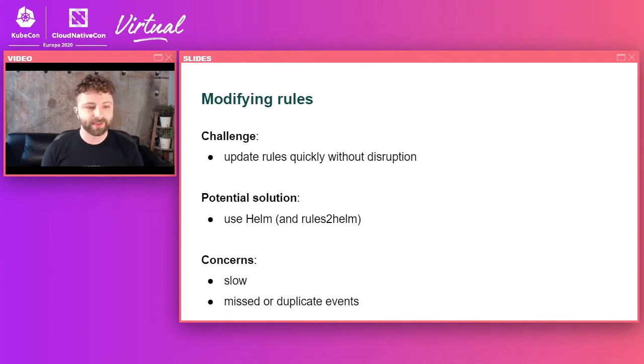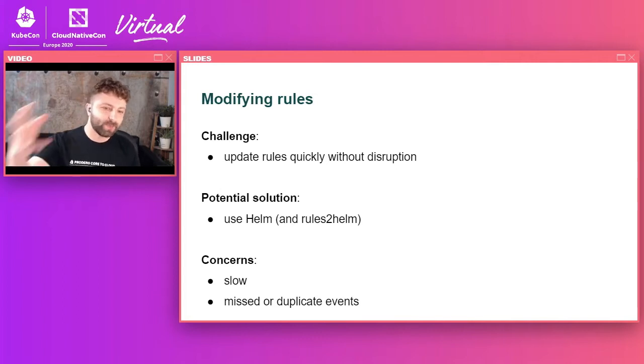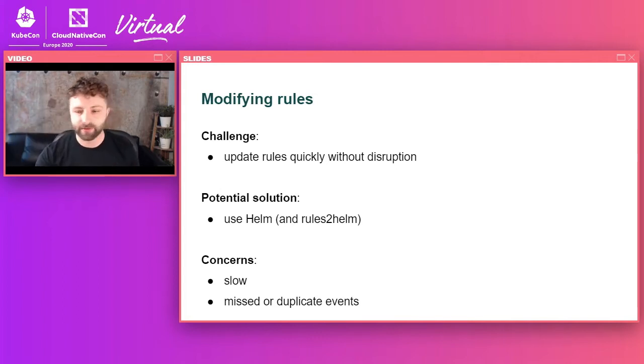The problem with using this is that it's slow when you deploy it. Every time you use Helm upgrade, you're going to send this config out. Each pod will restart to pick up the new config.